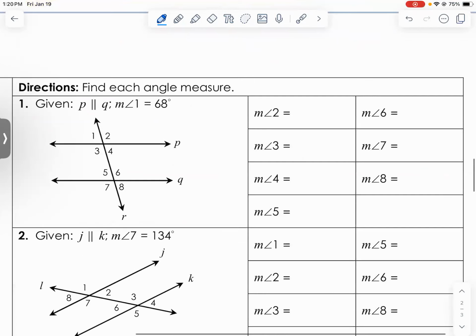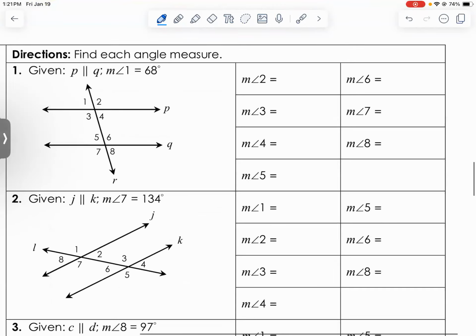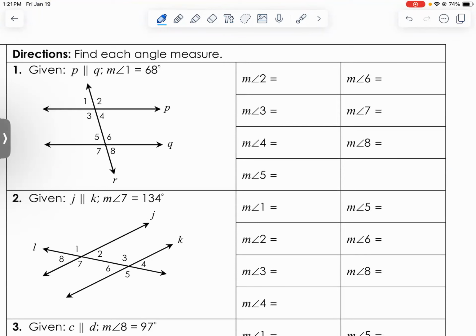We're gonna go to page 8. Okay. And it says that angle 1 is 68 degrees. So can you write 68 degrees where angle 1 is?